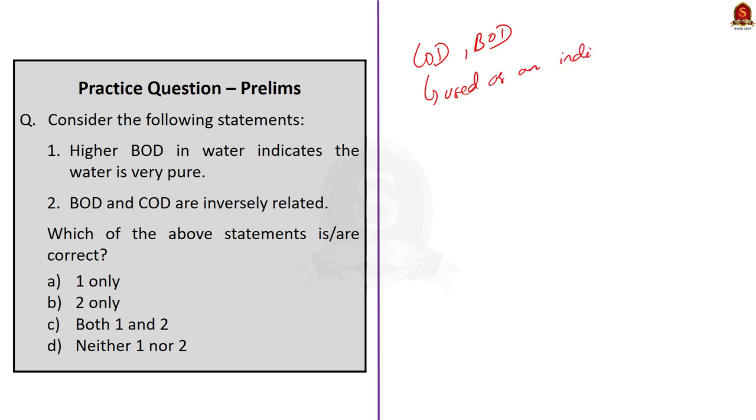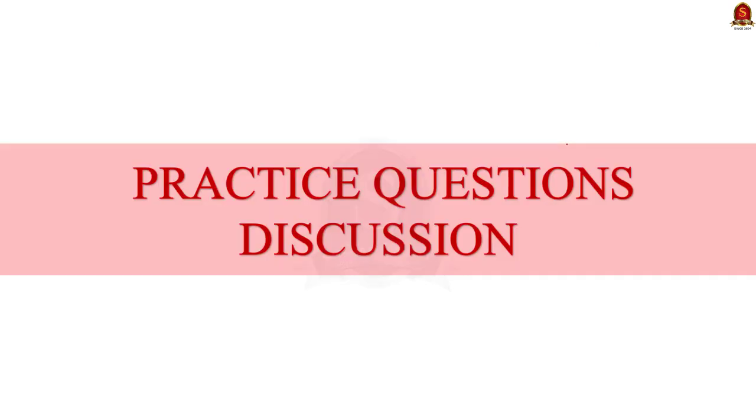With this, we have come to the end of this discussion. Through this discussion, we came to know about the term dissolved oxygen and also about the main difference between biological oxygen demand and chemical oxygen demand. With this, let's move on to the next part of our discussion, that is prelims practice question discussion. We have today two different questions.